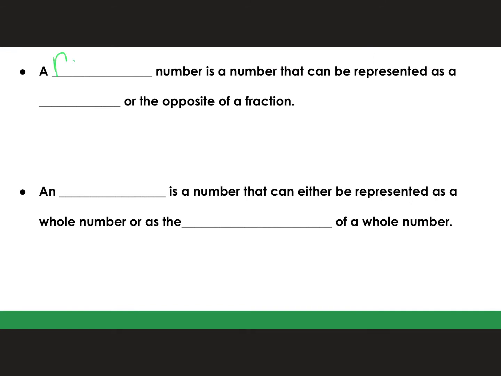A rational number is a number that can be represented as a fraction or the opposite of a fraction. An integer is a number that can either be represented as a whole number or as the opposite of a whole number. So let's look at those real quick.